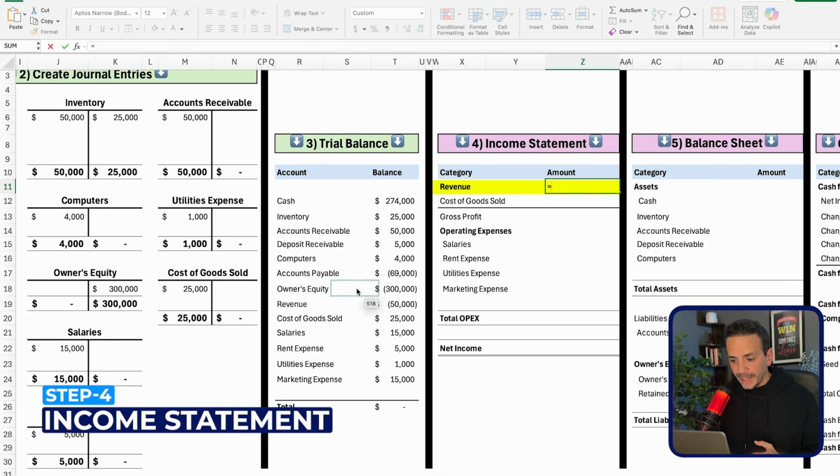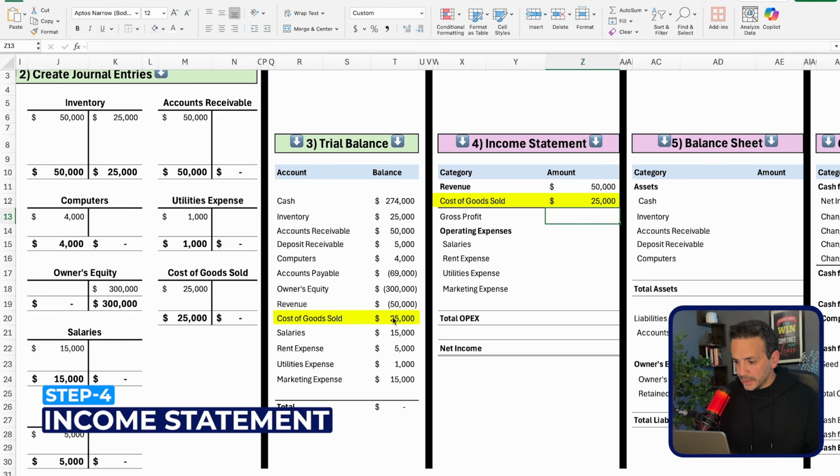Now the income statement will begin with revenue, so revenue equals to, and we can just point it to the revenue account here from the trial balance. However, we don't want to display it as a credit. We want to display it as a positive number. So we will put a negative in front of it. Cost of goods sold, we'll say equal to cost of goods sold from our trial balance. And gross profit is going to be revenue minus cost of goods sold.